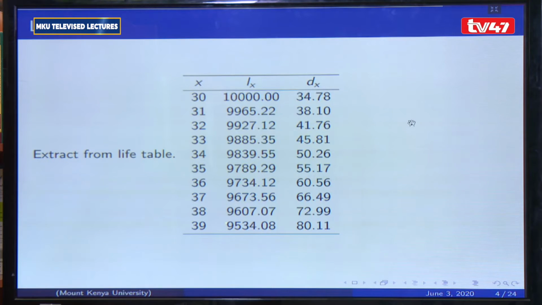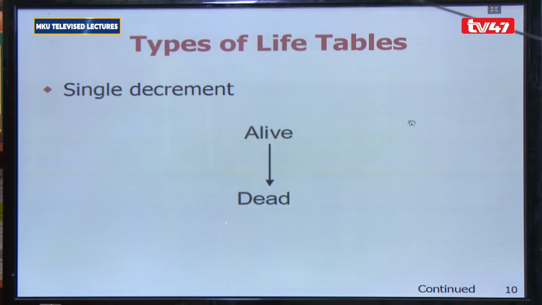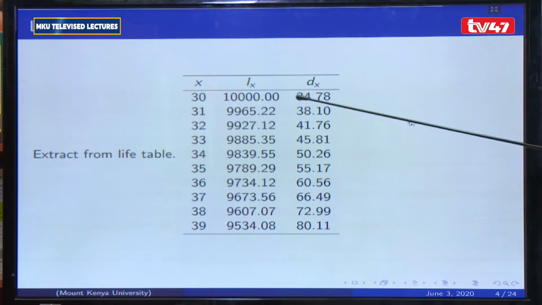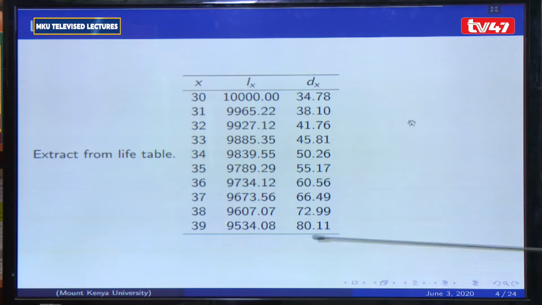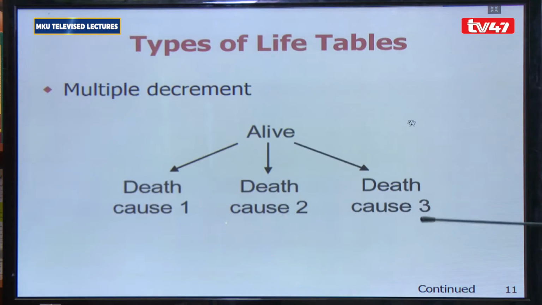Then we have d subscript x. And we have different forms of life tables. For example, what we have here is what we refer to as a single decrement table. What is recorded is simply the age and the number of lives. So the decrement from such a table is only as a result of death. So you can note that the values are decreasing, the number of people are decreasing. So the decrement is as a result of death.